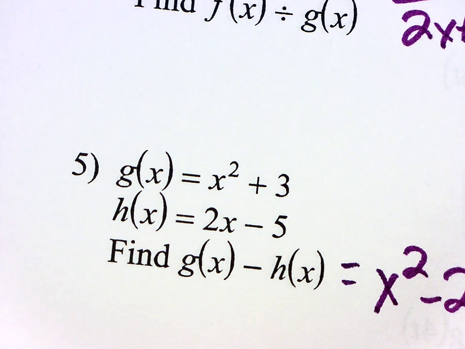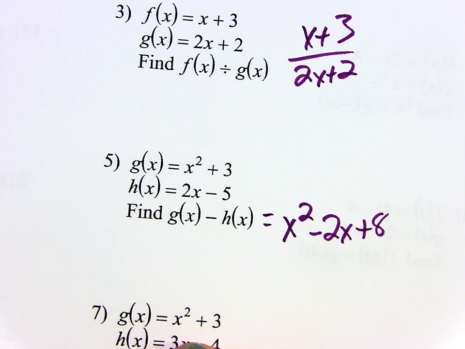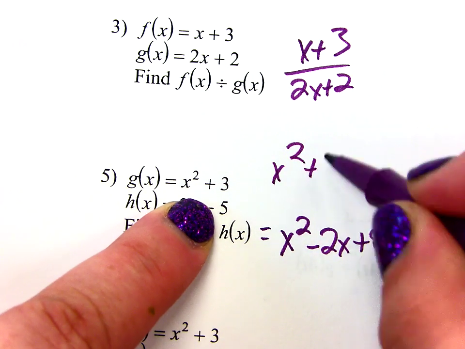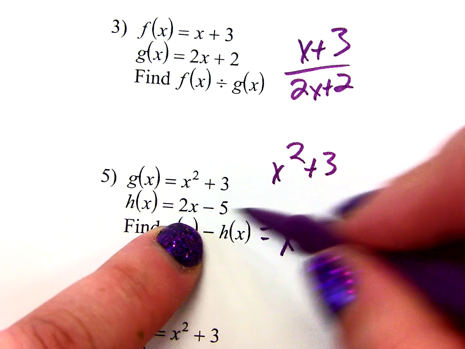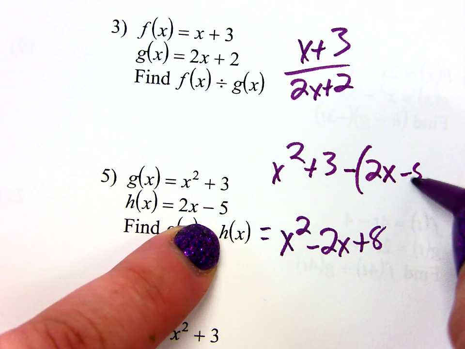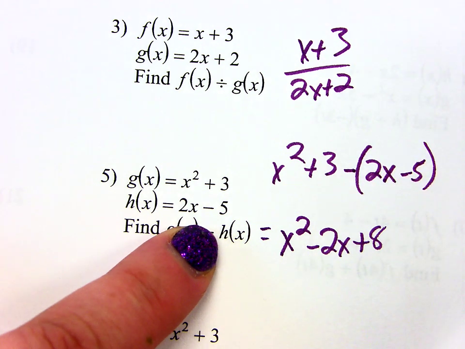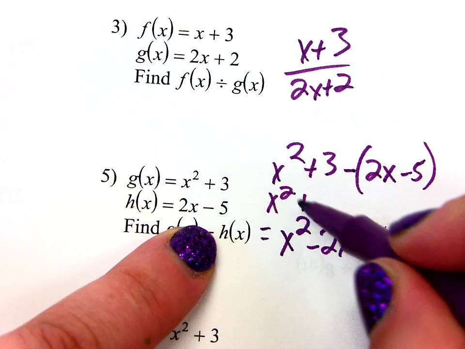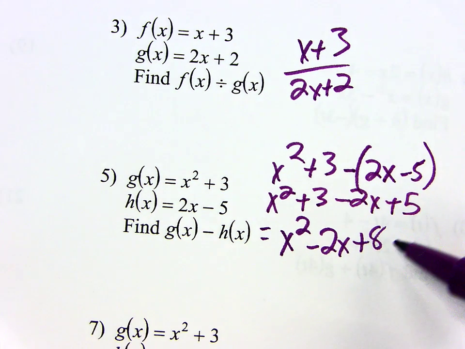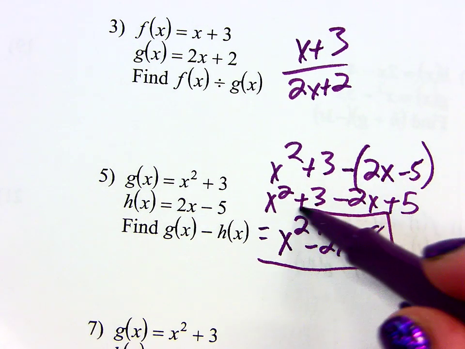Does everybody know where that came from? You have to take the g function, which is x squared plus 3, and I have to subtract all of the h function. So it's minus all of this, which is 2x plus 5. So you really need to distribute that negative. That's how I get x squared plus 3 minus 2x minus 5. And then when I combine like terms, I get my answer.